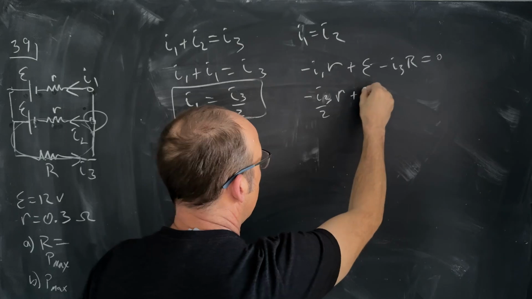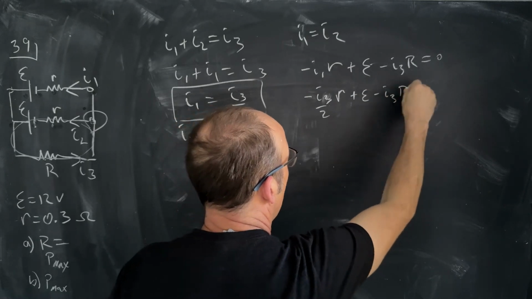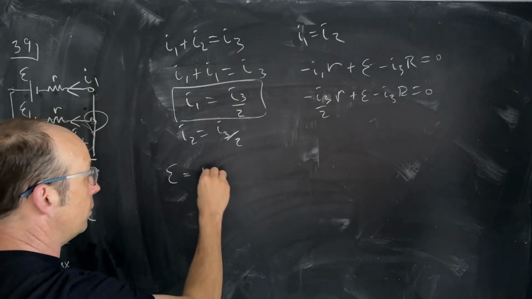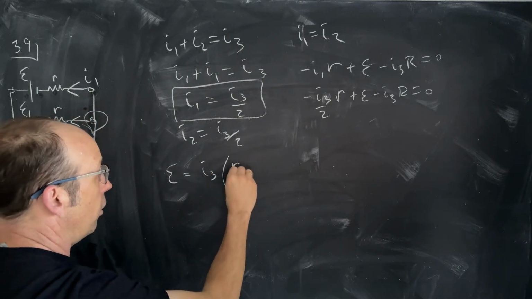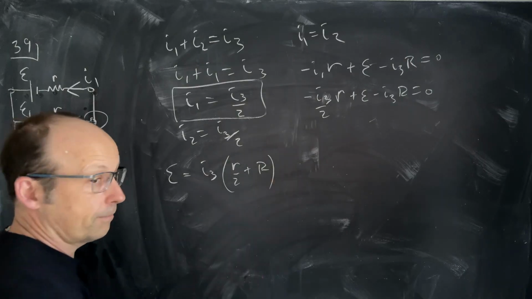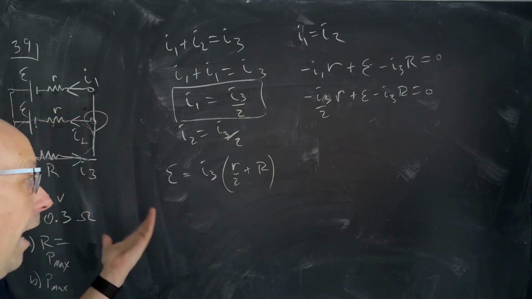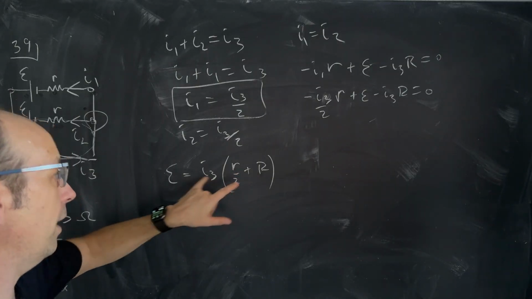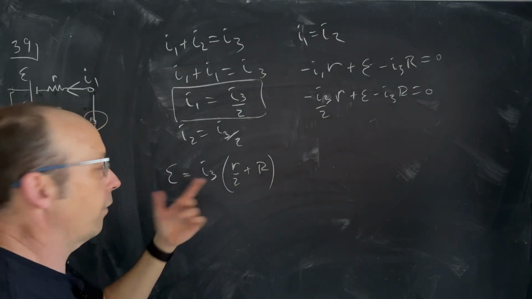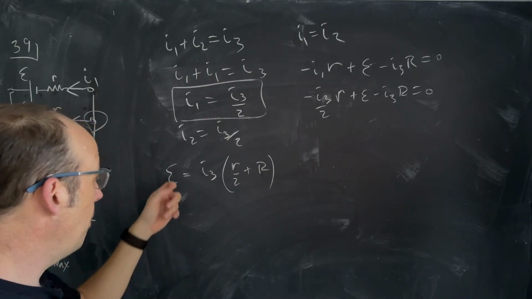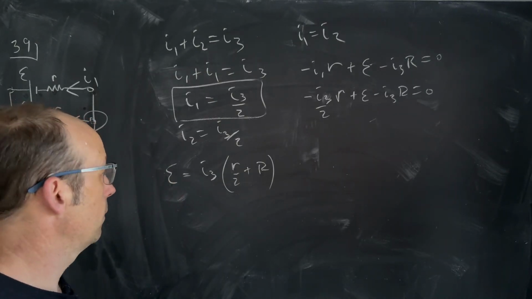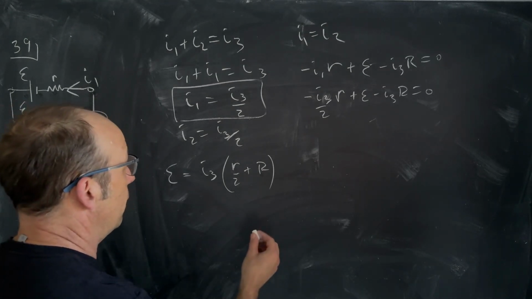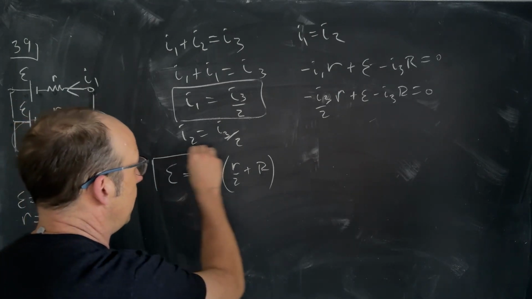That's R plus E minus I3 R equals 0. So let's just move those to the other side, and I get E equals I3 times (r over 2 plus R). So I have my current, I don't know R, right? But I know this value. So I actually don't know everything, and we're going to find that. So that's kind of solving for the whole thing. Let's just put that in a box for right now.